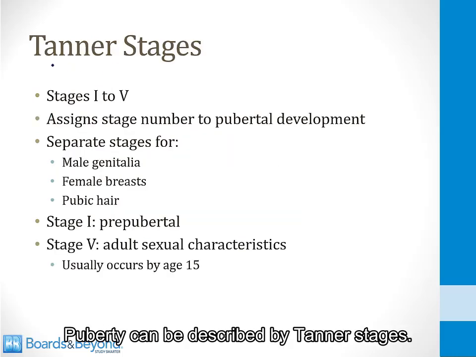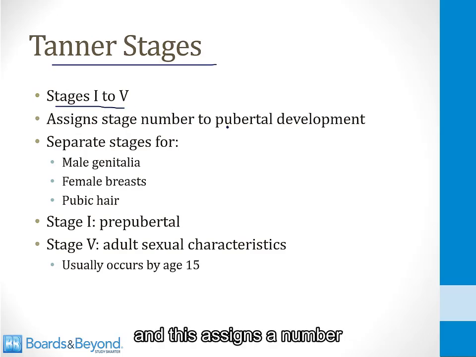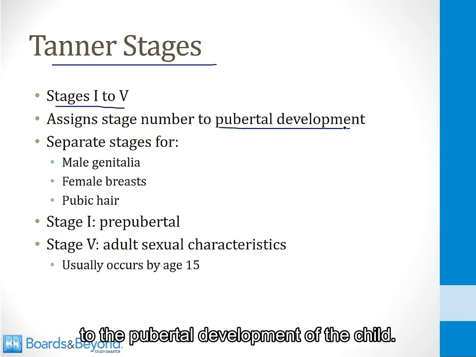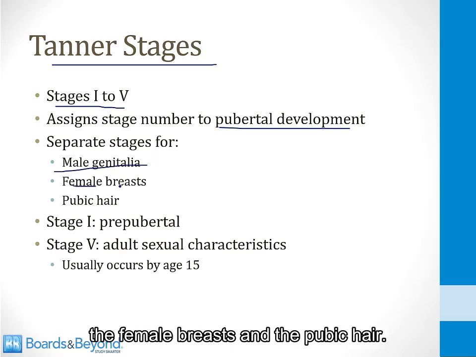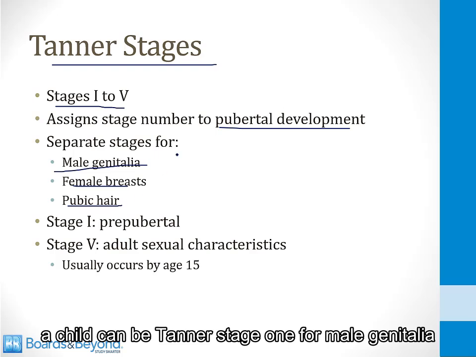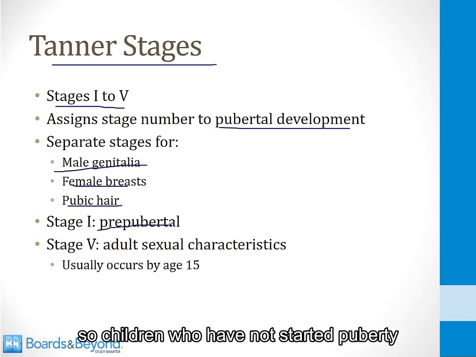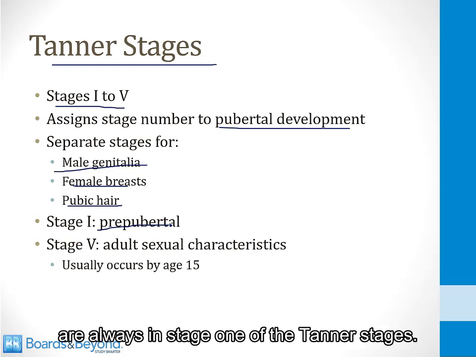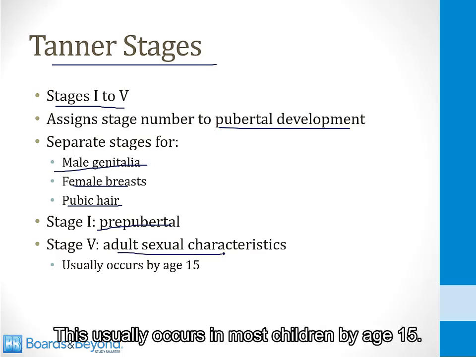Puberty can be described by Tanner stages. These range from Tanner stage 1 to 5, and this assigns a number to the pubertal development of the child. There are separate Tanner stages for the male genitalia, the female breasts, and the pubic hair. So, for example, a child can be Tanner stage 1 for male genitalia or Tanner stage 3 for pubic hair. Stage 1 is prepubertal, so children who have not started puberty are always in stage 1 of the Tanner stages. And stage 5 is full adult sexual characteristics. This usually occurs in most children by age 15.